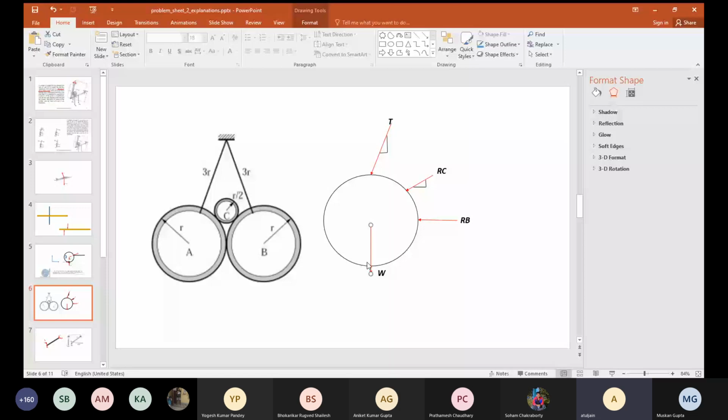Tension on A should be away from A, no? Yes, the tension is always away from the body, otherwise it should always pass through the center.